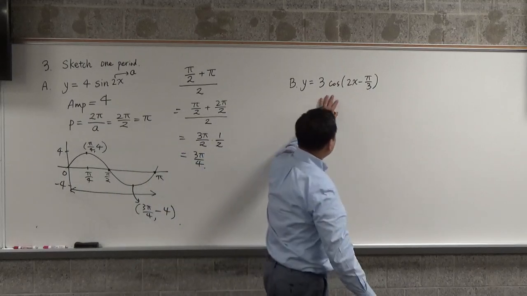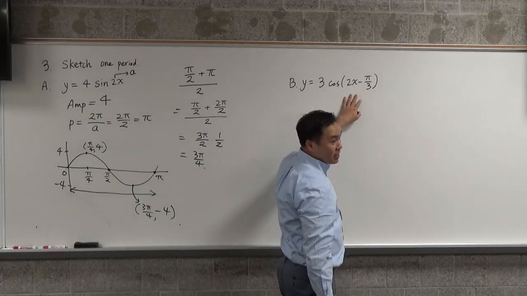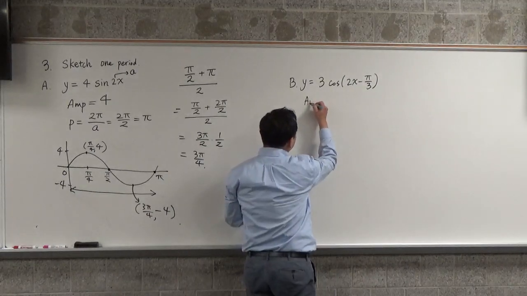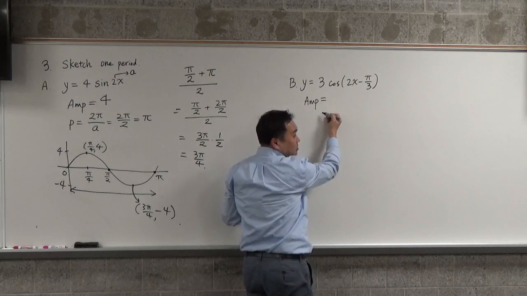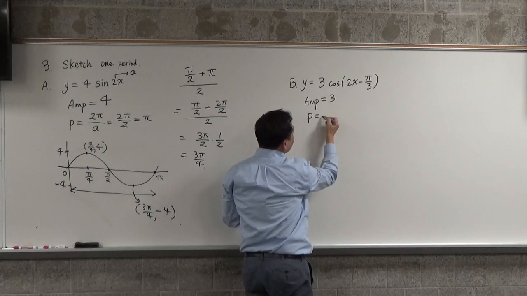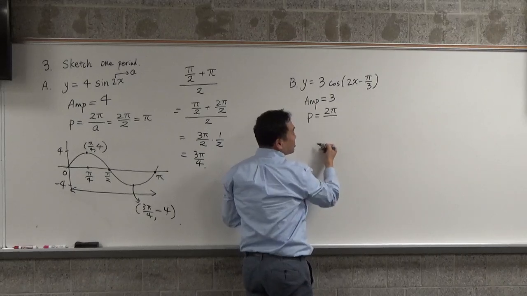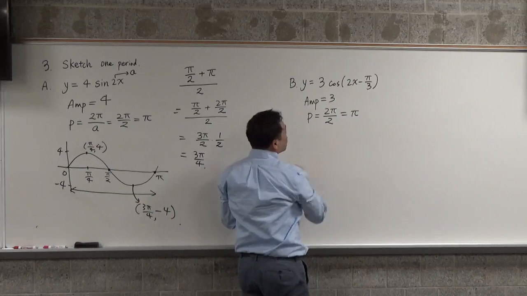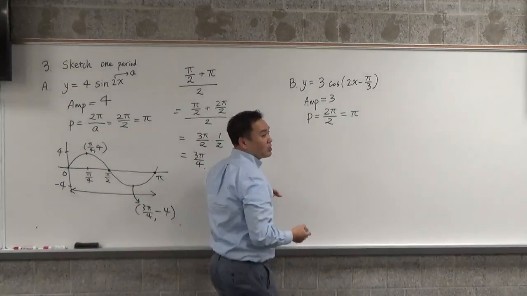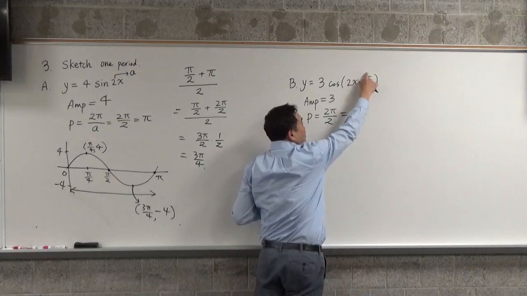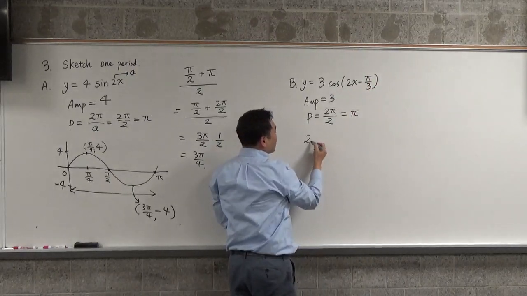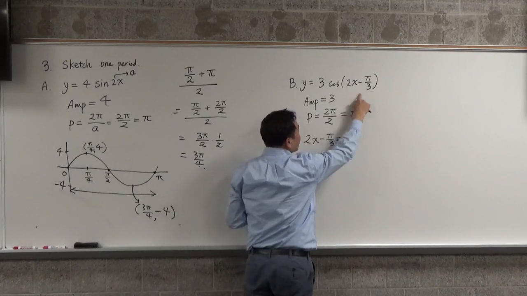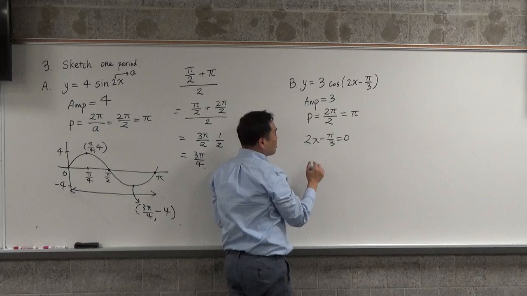All right. This is a bit more challenging now because this has a phase shift. But nonetheless, the other parts are easy. Amplitude is what? 3. What's the period? It's 2 pi divided by 2, right? So it's going to be pi again. How do you get the phase shift? You set the thing inside to be 0. That's the phase shift, right? Whatever is inside, you set it equal to 0. That gives you the phase shift.